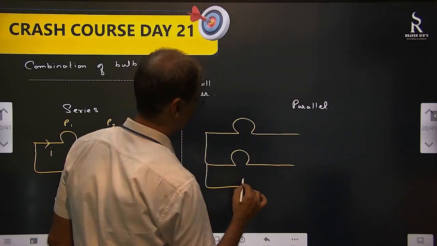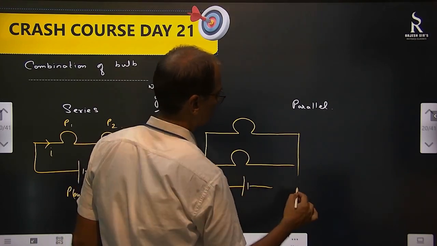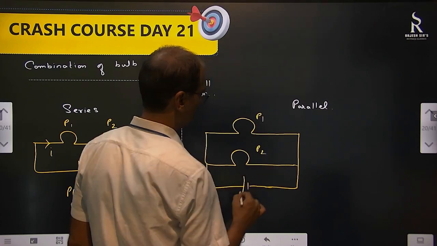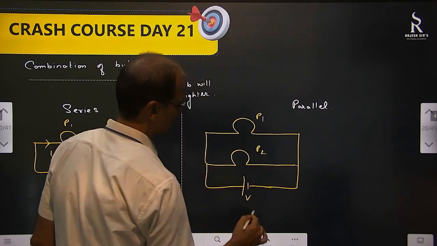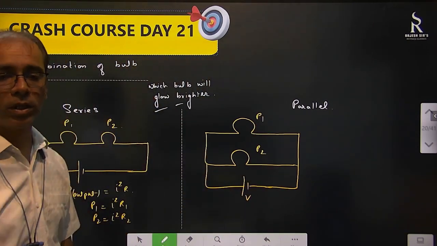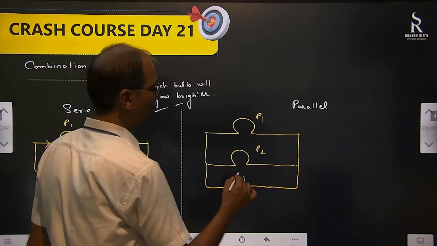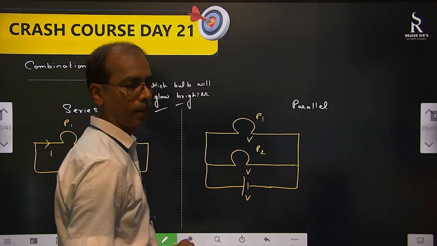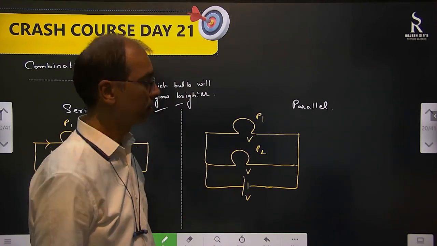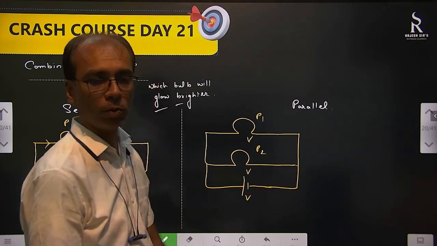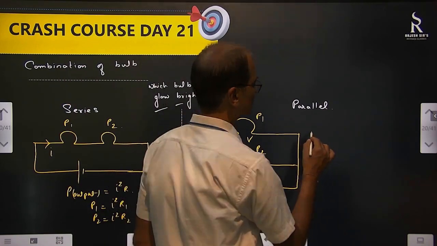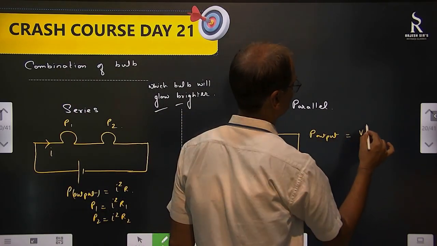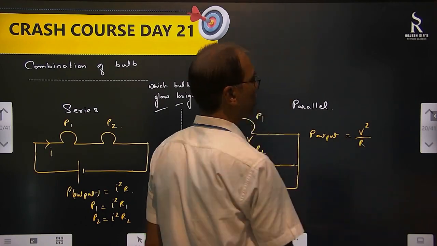Parallel. Okay, this is parallel now. This is P1, this is P2. And here, this is battery, whatever that is. Now in this one we know that across this bulb also potential is V, across this also potential is V. Then what will be the power output? Power output is going to be V square by R. Why? Because V is common in this.